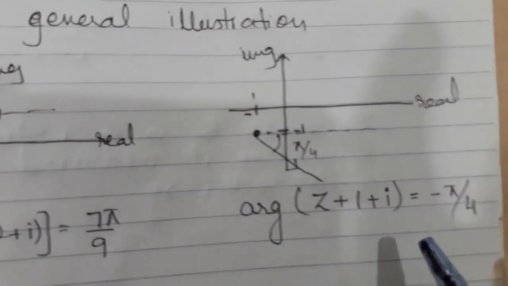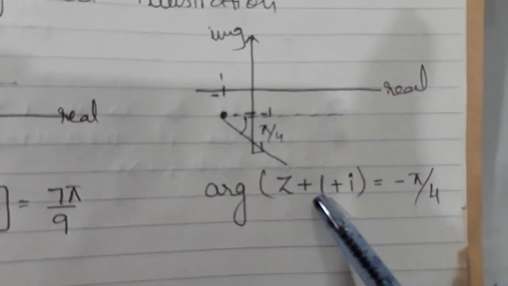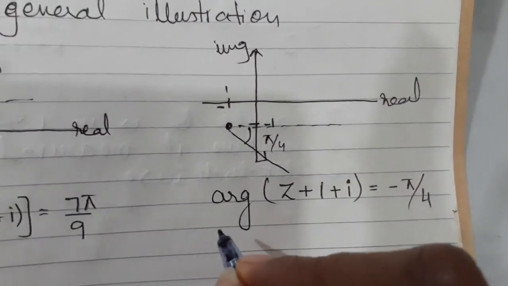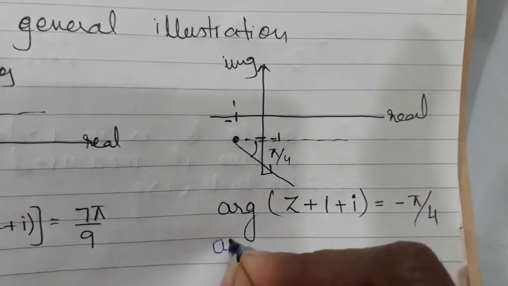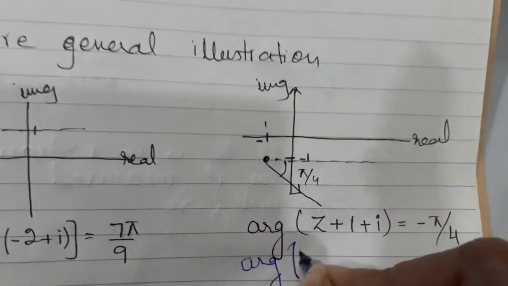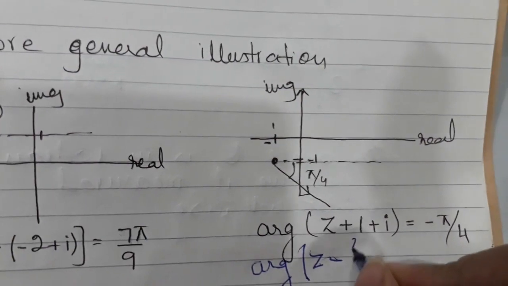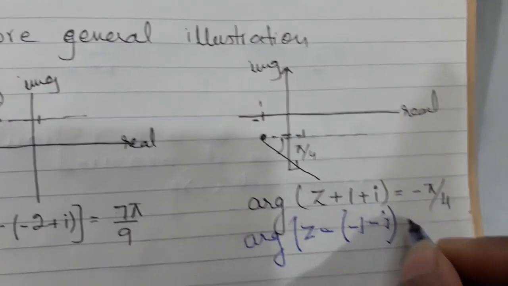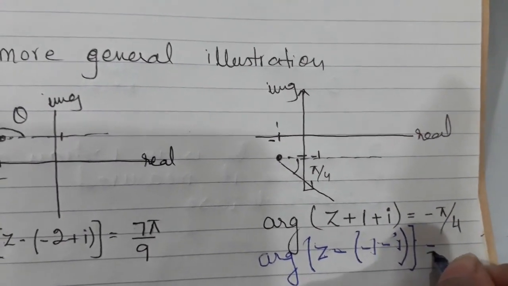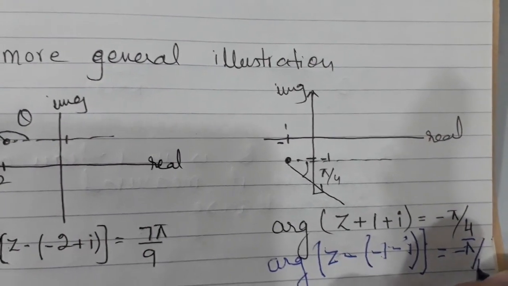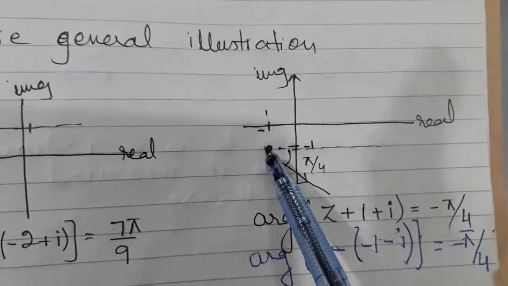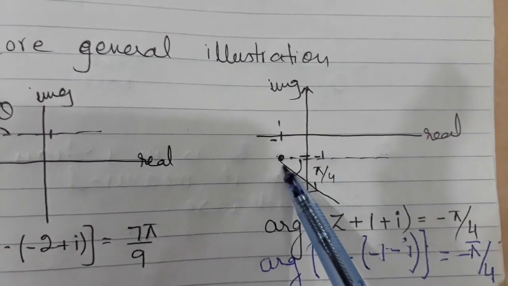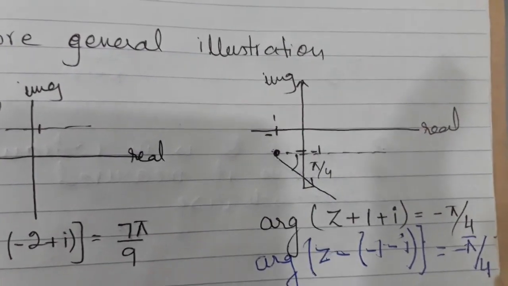Let's take this one now. Now what is my fixed point? If you see here, I have written plus 1 plus i, but I should write it in the general form as argument of z minus bracket minus 1 minus i equals minus pi by 4. So my fixed point is minus 1 minus i. I will draw a straight line here. Because it is negative pi by 4, I will draw the line here. So this is my angle.